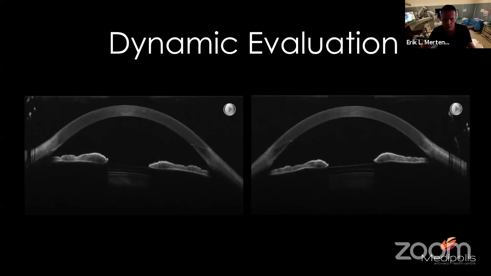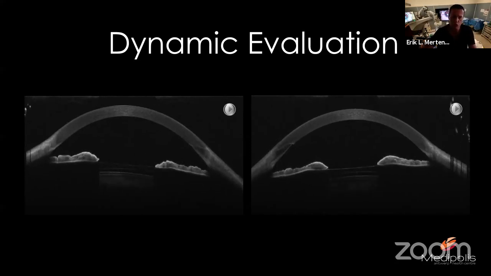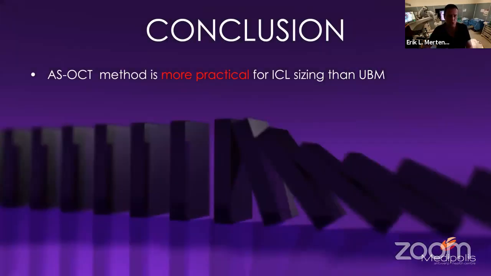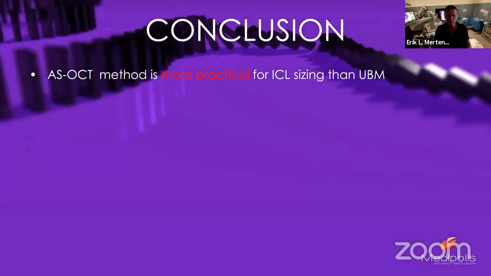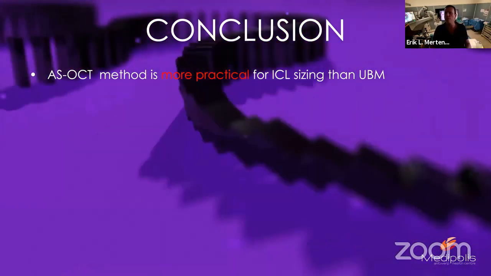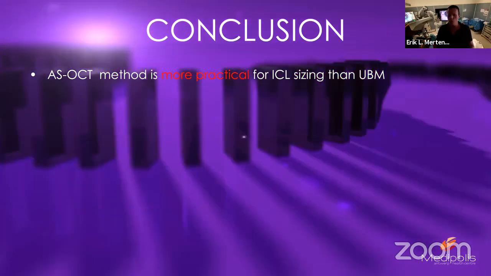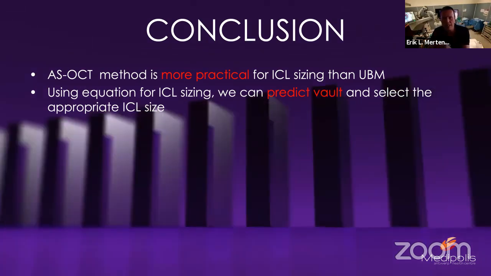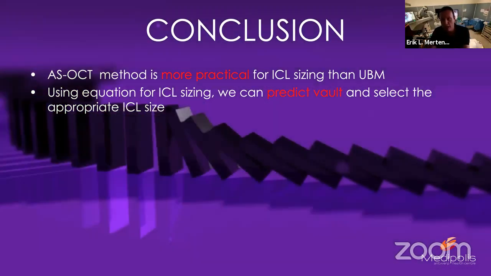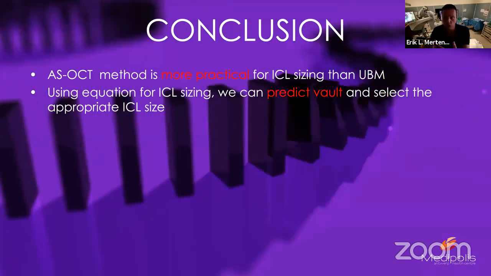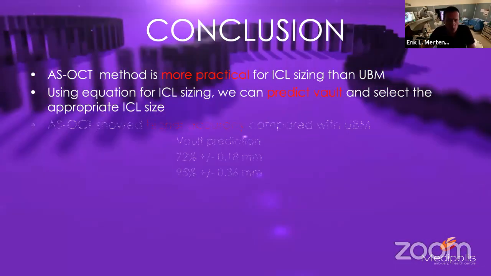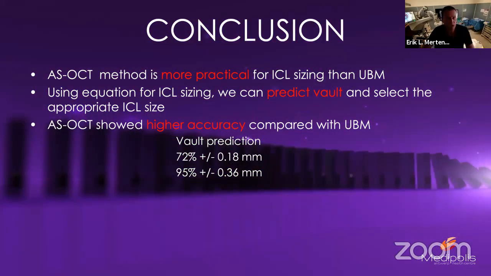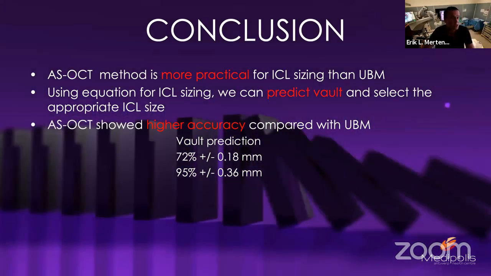And you can evaluate, even with pupil constriction, with this instrument how the vault changes towards the crystalline lens. So in conclusion, this OCT method is more practical for ICL sizing than UBM because you don't need the water and so on to do the measurement. The equation for ICL sizing we used with Nakamura is even more appropriate to select the size and more accurate. We had an accuracy of the vault prediction: 72% was within 0.18 millimeters and 95% was within 0.36 millimeters.